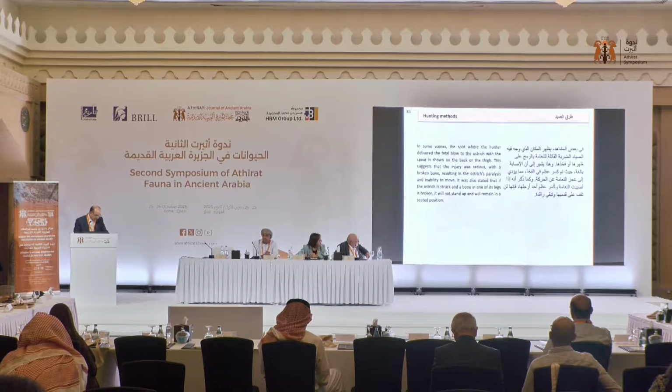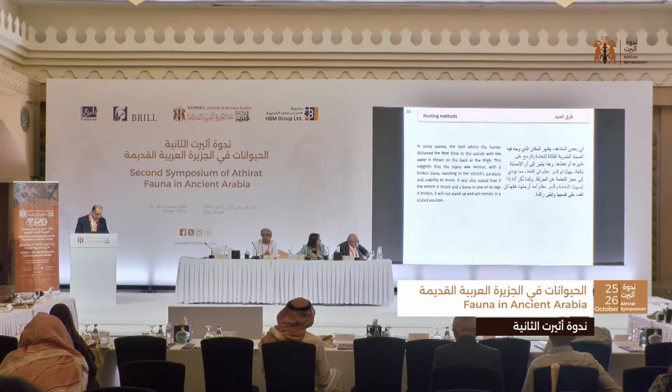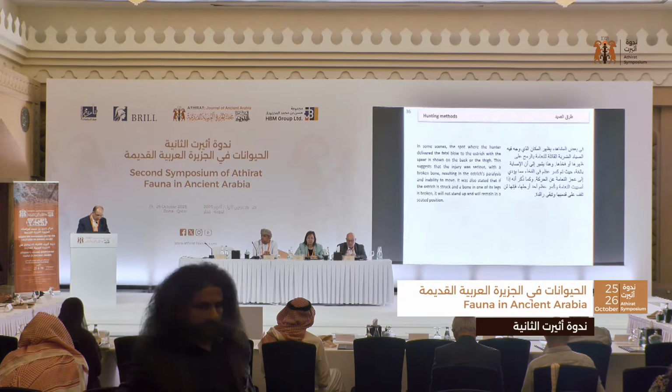Other hunting methods. In some scenes, the spot where the hunters delivered the fatal blow to the ostrich with the spear is shown on the back or the thigh. This suggests that the injury was serious, with a broken bone, resulting in the ostrich's paralysis and inability to move. It was stated that if the ostrich is struck and a bone in one of its legs is broken, it will not stand up and will remain in a steady position.